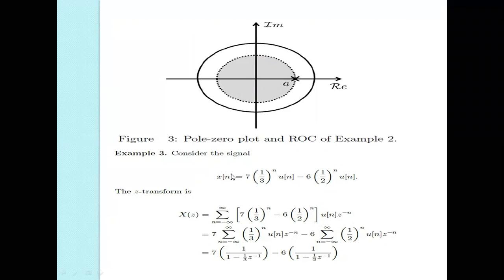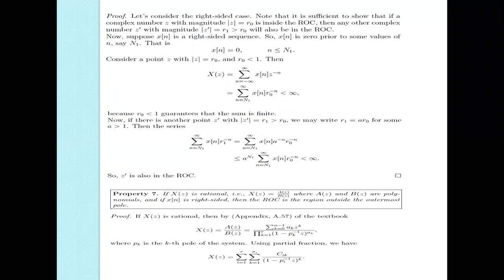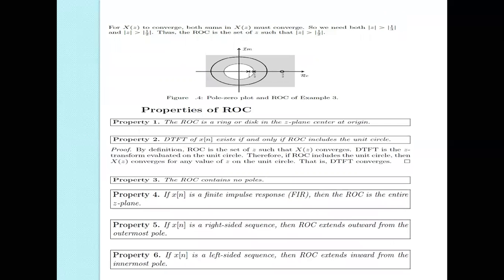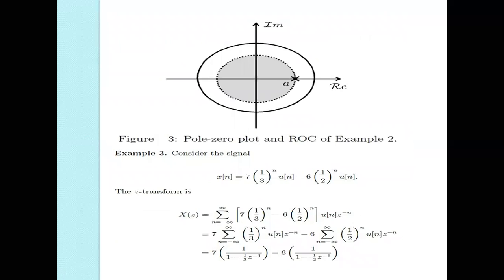Okay. So coming to the third example here. Third example, my dear students. Consider the signal x of n is equal to 7 into (1 by 3) whole power n u of n minus 6 into (1 by 2) whole power n u of n. 7 is a constant, 6 is a constant. Now it is in the form of a power n u of n, and a power n u of n. Directly we can write.